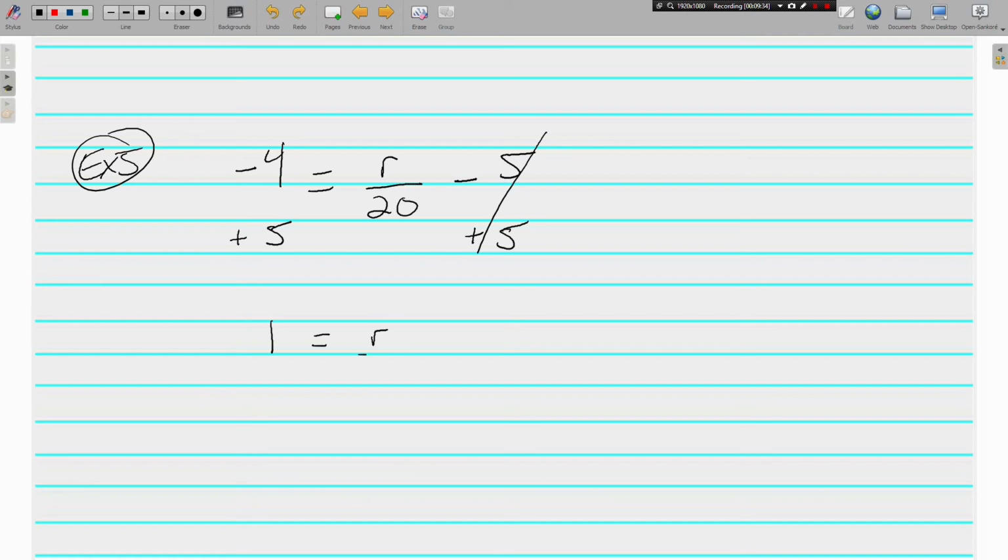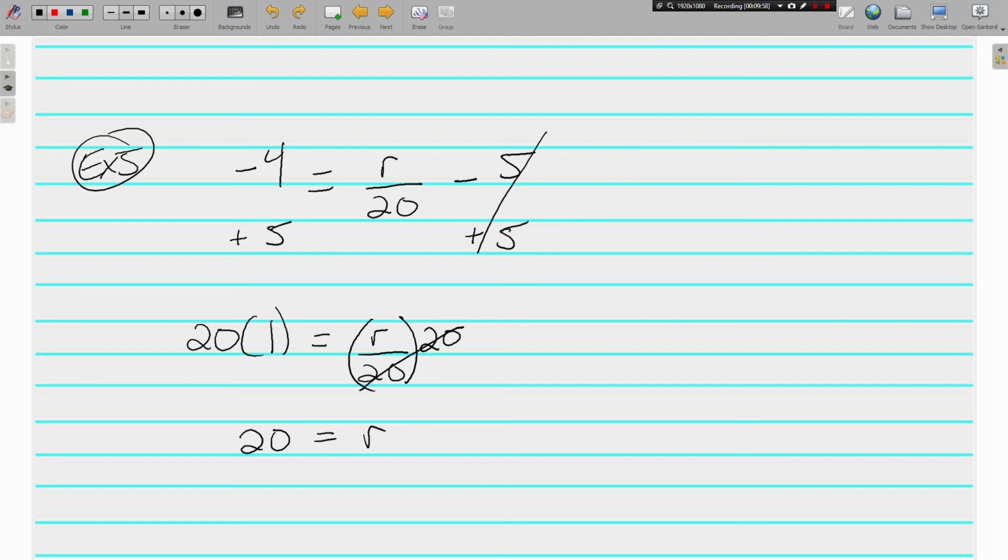And equals r over 20 on the right. We're dividing by 20, so we need to multiply by 20 to make it cancel. What you do to one side, you must do to the other side. So r is equal to 20. Pause these at any time. Replay them if you need to.